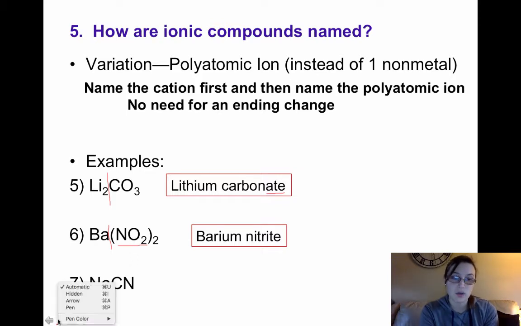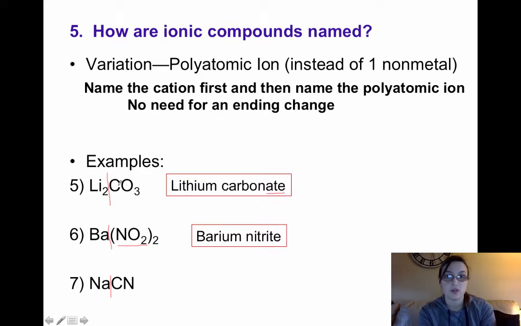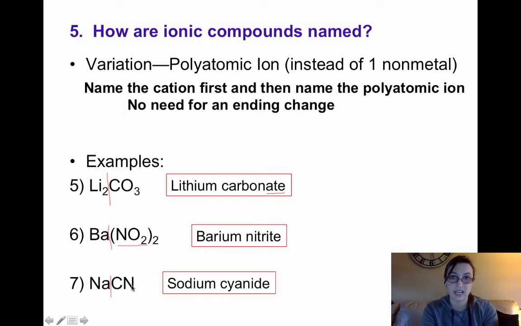And then the last one, NaCN. Just like before, Na is our metal, so that splits down the middle. Notice all of these are polyatomics, many atoms. So CO3, NO2, CN, these are all polyatomics. Na is sodium. CN, if you look at your polyatomics, is cyanide. So this becomes sodium cyanide.